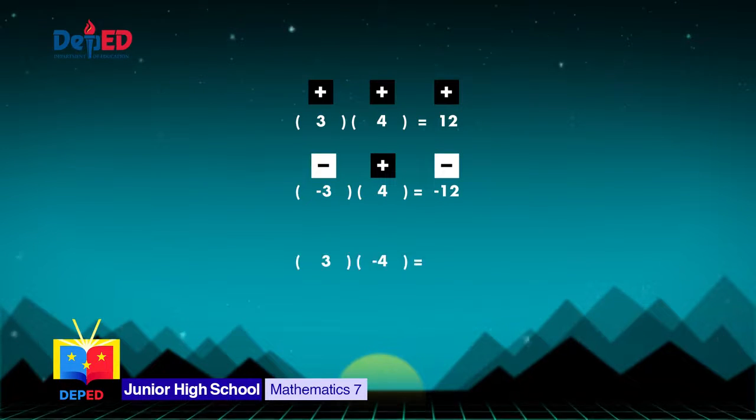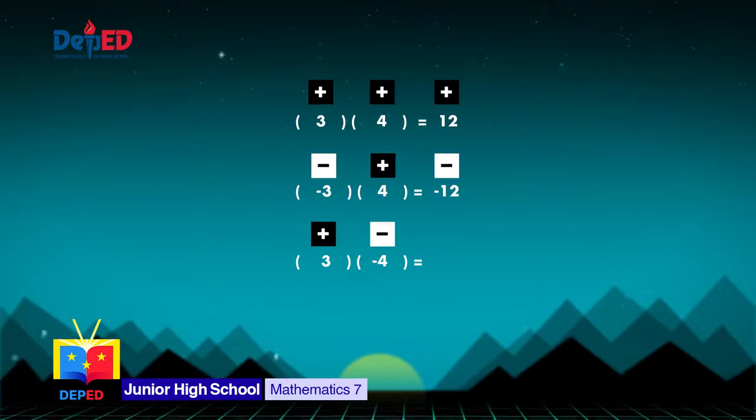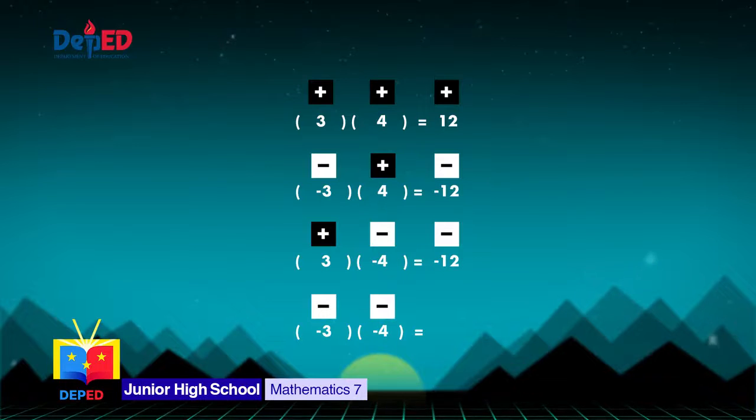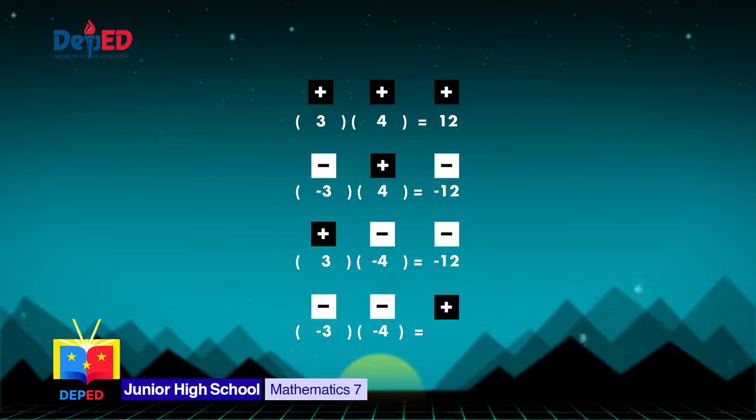Next one, 3 is positive and 4 is negative. They have different signs also. So the product is negative. Perfect. 3 times negative 4 is equal to negative 12. And last, 3 is negative and 4 is negative also. They have the same sign. So the product is positive. You got it all right. Negative 3 times negative 4 is equal to positive 12.